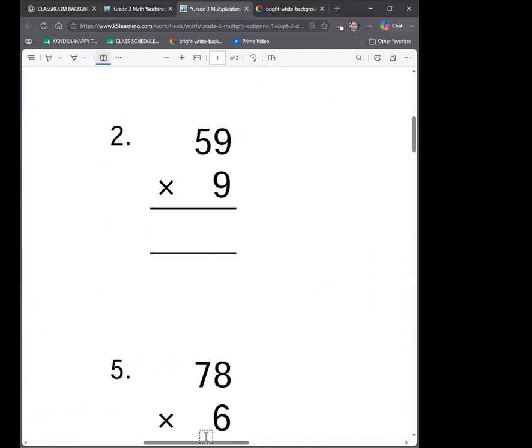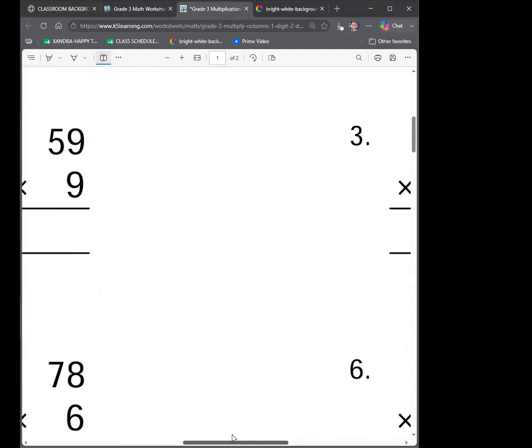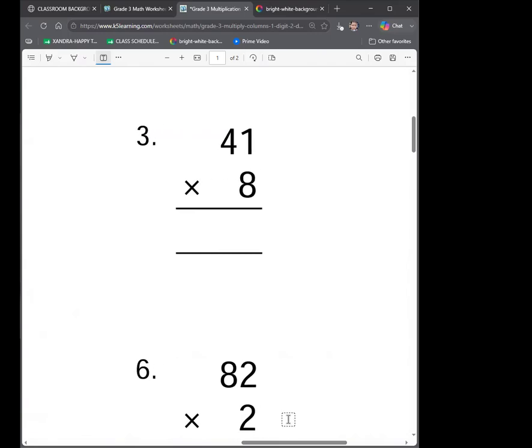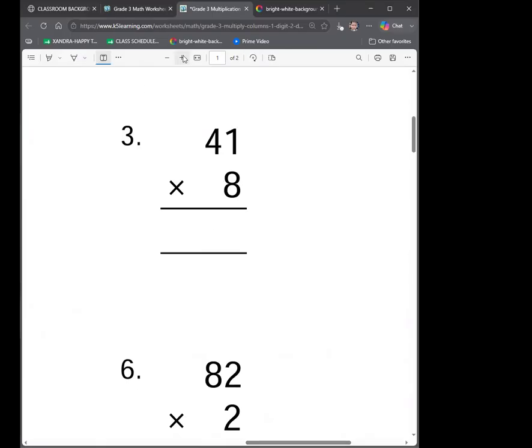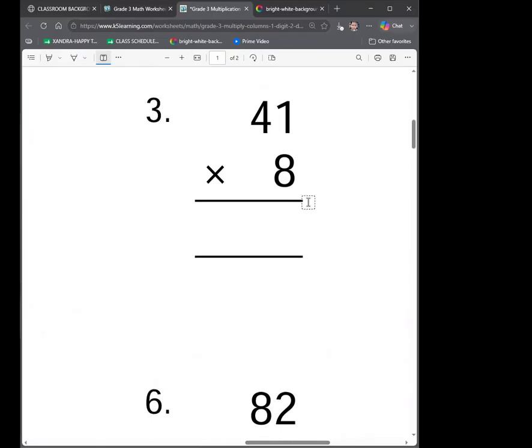Next. Okay, so nine. Let's try number 3. 41 times 8. Did we just miss number 2? Yes, because it's still the same, it's 9. So we're going to hop on with a different number, which is you are multiplying by 8. So, Amir, what is 1 times 8? So it's 41 times 8. It's just 8. Okay, how about 4 times 8?